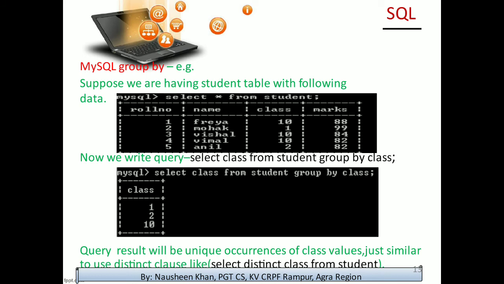Now let us take one example. We have a student table with the following data: roll number, name, class and marks. Now I will write a query: select class from student group by class. I want only class as output and I want to group it according to class. That means I have 3 groups: class 1, class 2 and class 10. See, here class 10 was repeated 3 times. But when we use group by, it will give class 10 only once.